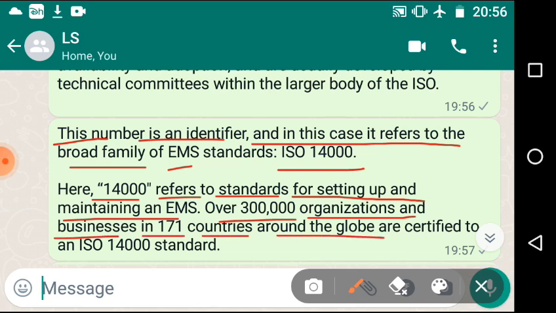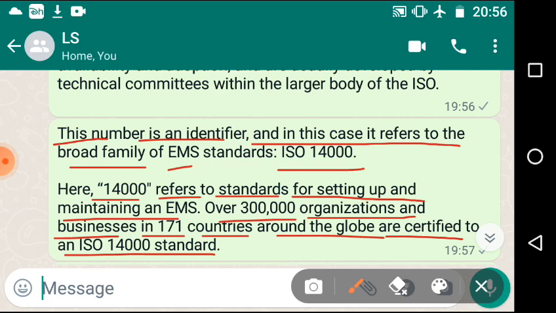So here 14000 refers to the standards for setting up and maintaining an EMS. Here 14000 means the environmental standards that should be set up for maintaining our environmental management system.